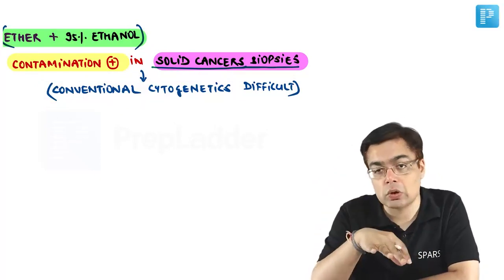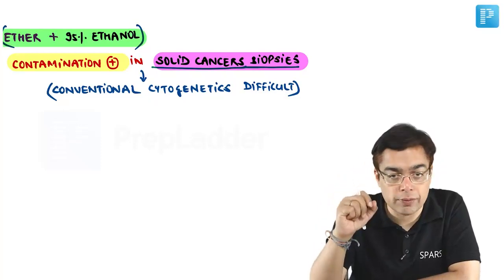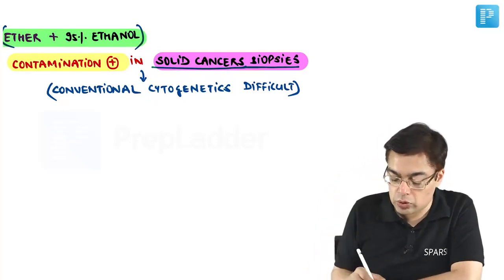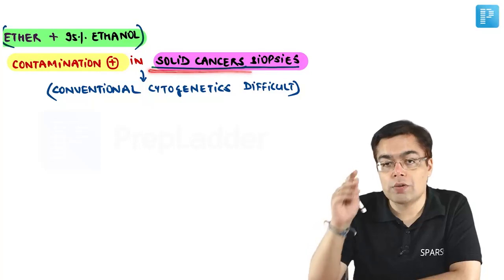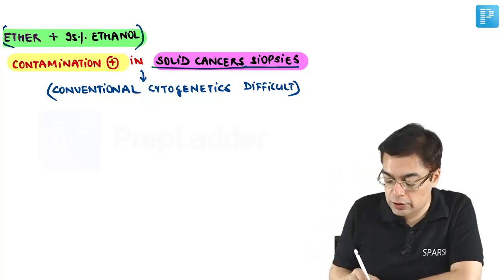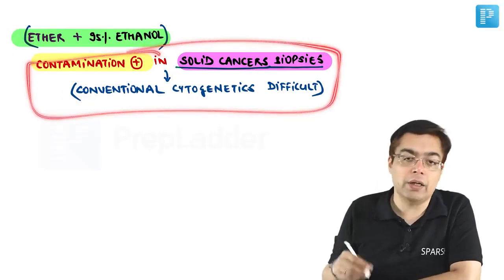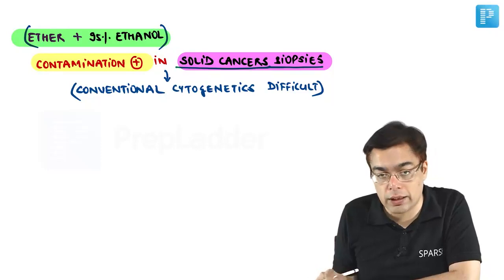So there are two things that we are talking about over here. One, we are talking about the pap smear, the methodology and the fixative being used. And the second thing that we are talking about over here is that sometimes in a lot of solid cancer biopsies, there would be a high degree of contamination, because of which the conventional cytogenetics is going to become difficult. So that is just a fact-based point. In case it is repeated, you need to be familiar with that fact.